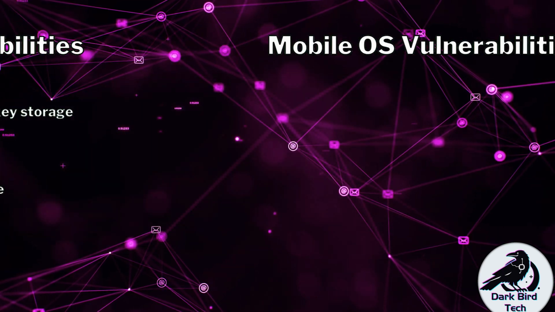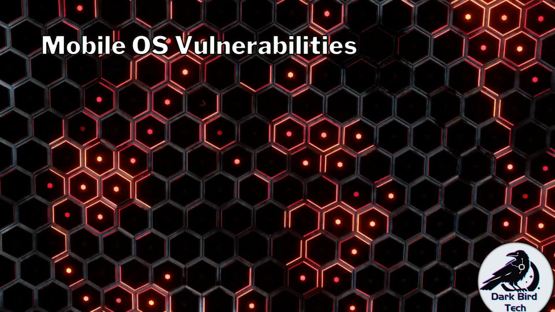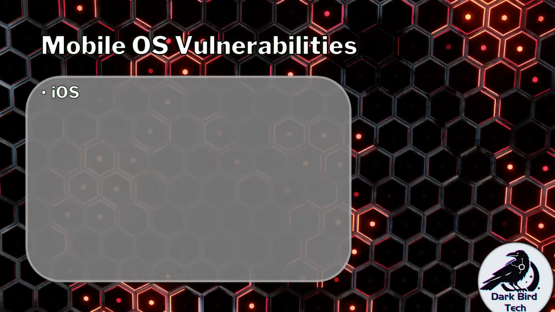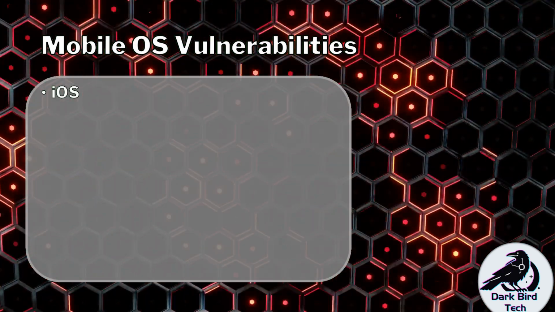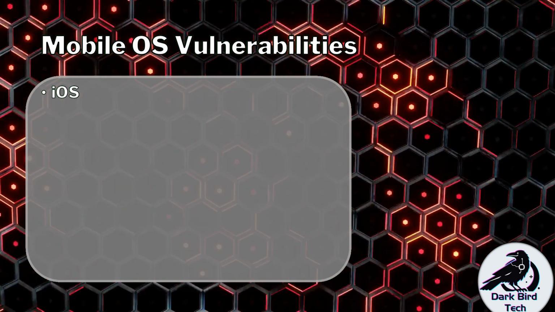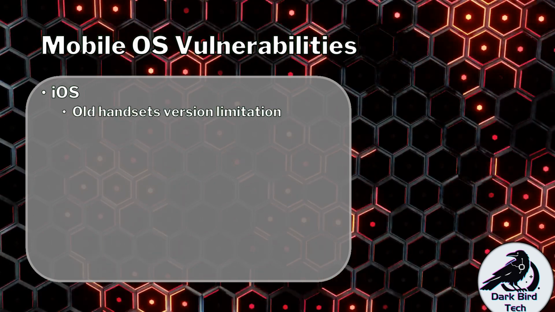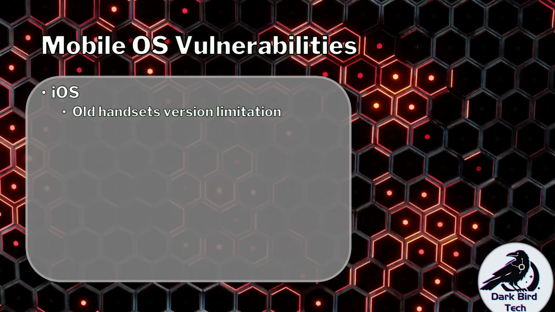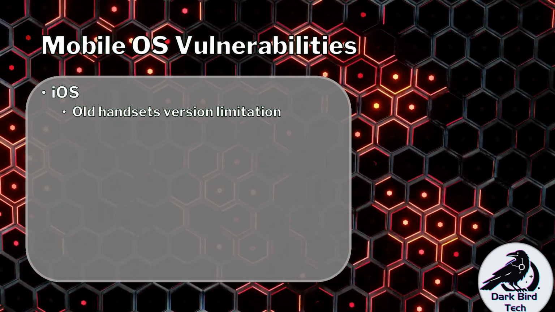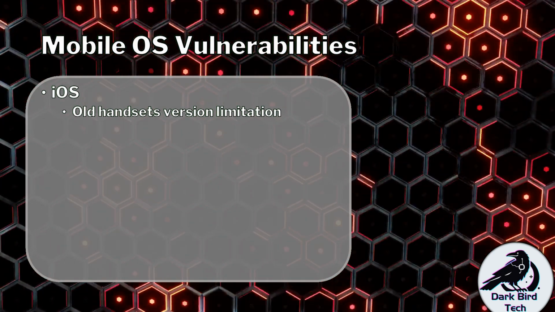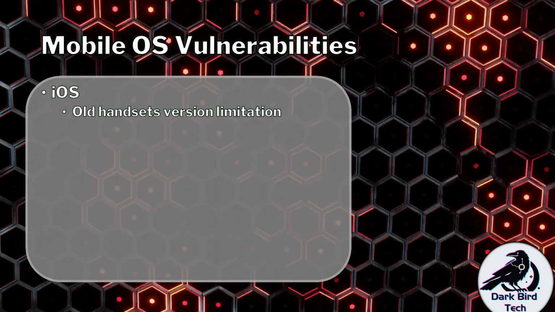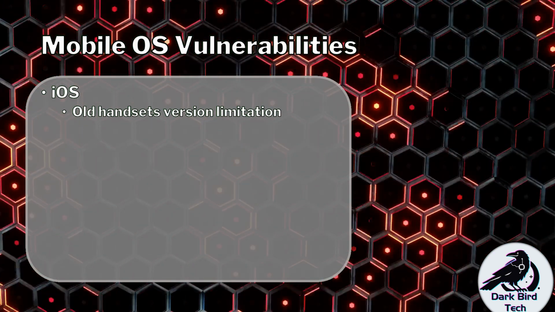Then moving on to mobile operating systems and their vulnerabilities. So iOS. iOS is pretty stable actually, but it's not perfect. One of the main hassles that I can guarantee every iOS user will run into at some point is that the old handset will have a limitation on the version it will support. Now, in fairness to Apple, there's a benefit to that. Apple limits older handsets from having the newer versions of iOS, as it'll be a degraded experience and the hardware just simply won't keep up.